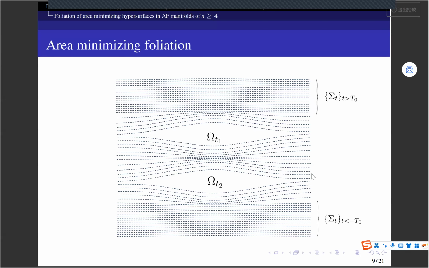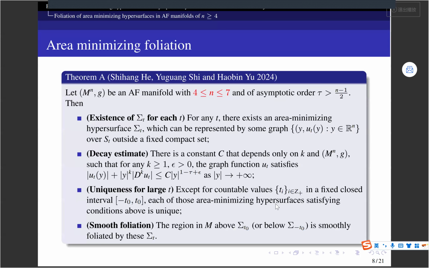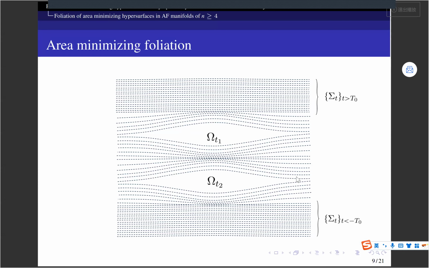I don't understand your explanation of the countable points, and then you draw a picture. What do you tell us? Yeah, here is an ideal case that it has only 2 points at which the corresponding area minimizing hypersurface is not unique. But in general, you can show that there exist at most countably many points that accumulate in a closed interval.